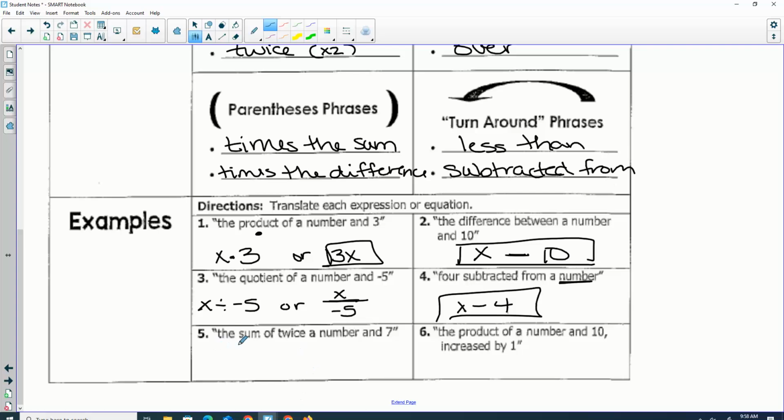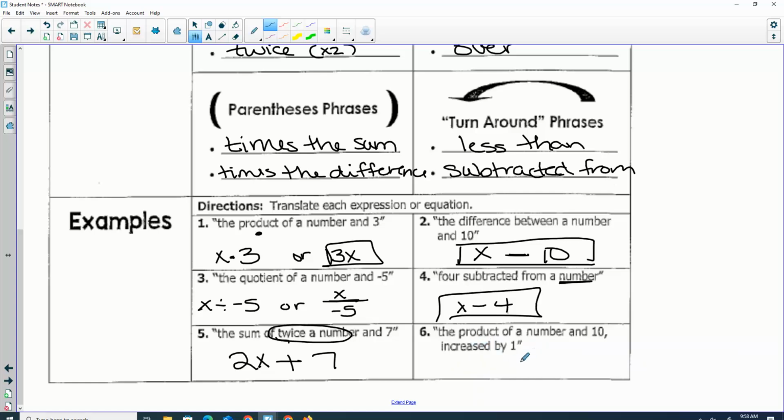All right, number 5, the sum. Sum means we are going to add. What would twice a number mean? Times 2. So a number times 2. So 2x. And I'm adding that to 7. So twice a number plus 7 is 2x plus 7.